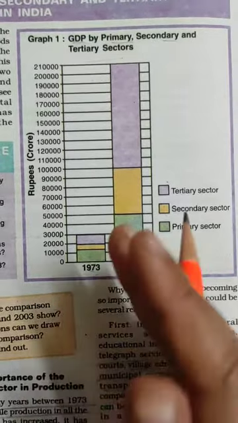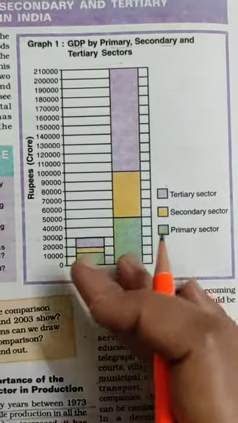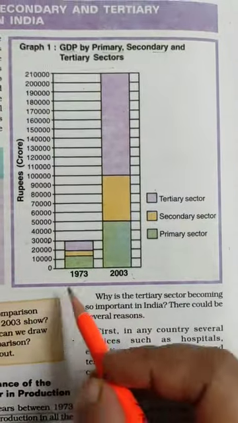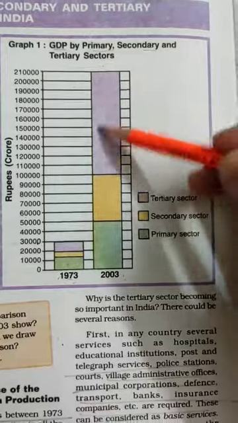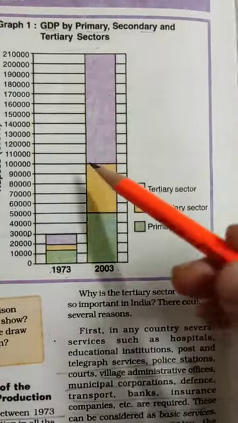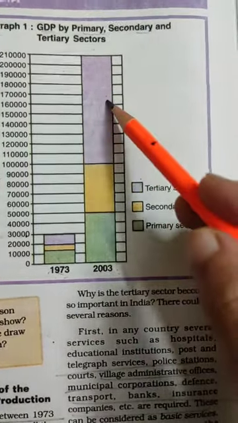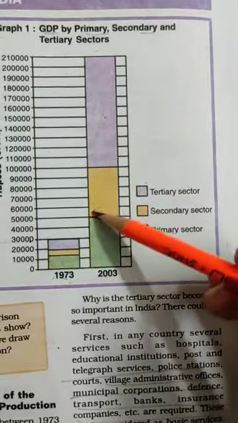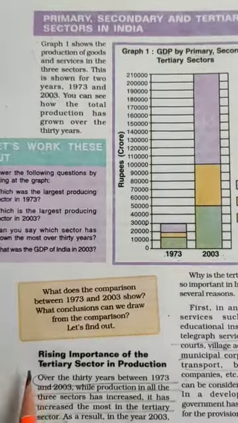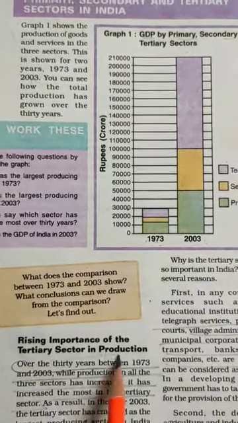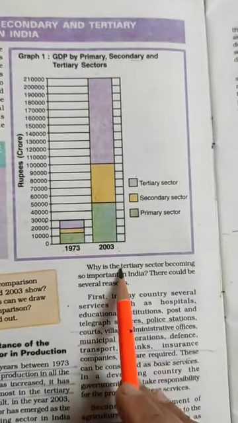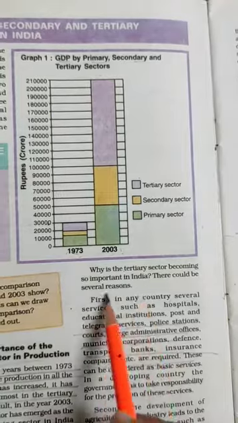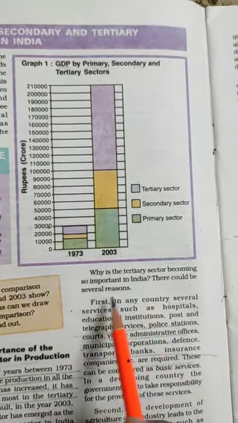But when we compare the rate of growth, we can see that the tertiary sector is the sector where the growth rate is very high compared to the other two sectors. Rising importance of the tertiary sector in production. Why is the tertiary sector becoming so important in India? There could be several reasons.